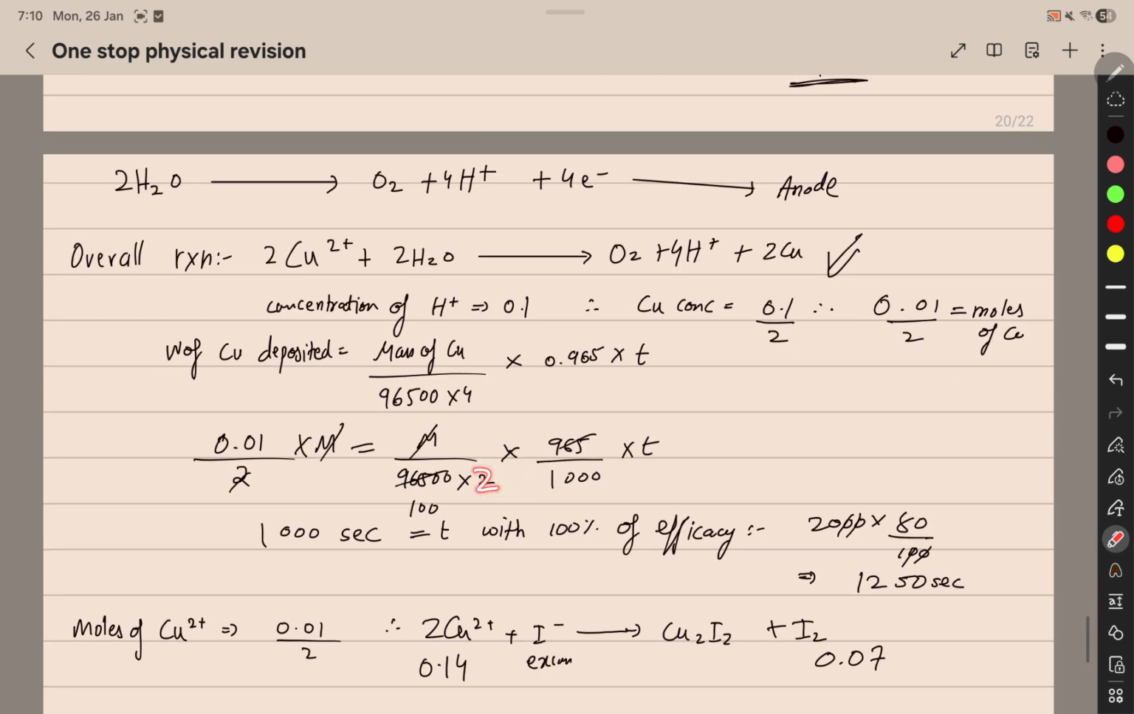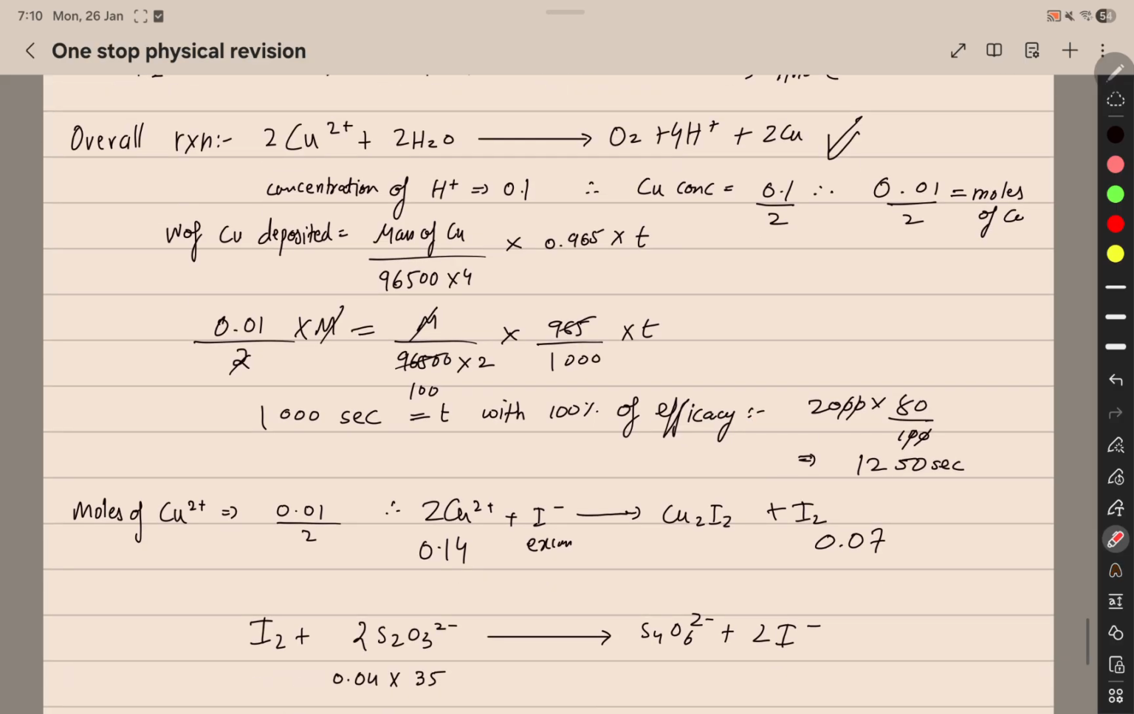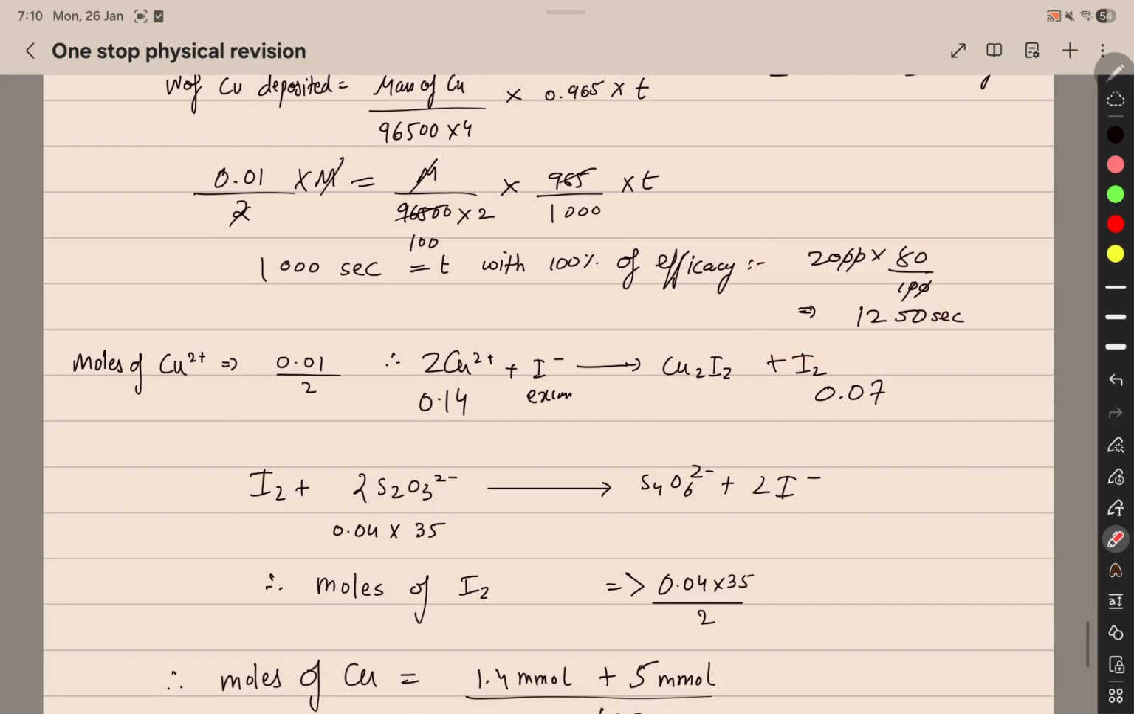So you put 2 over here in your m by nF. Then you finally do some calculations and you just get the answer directly. And then your initial moles of Cu2+ is 0.01 divided by 2.